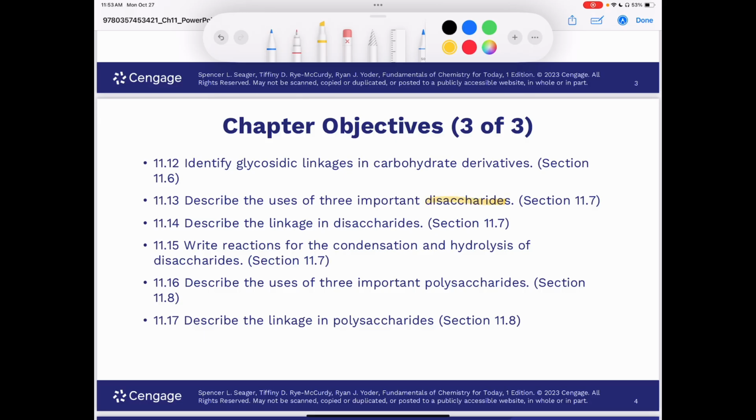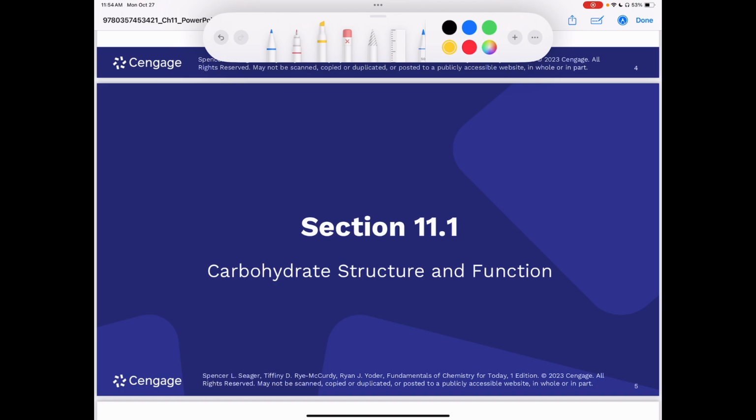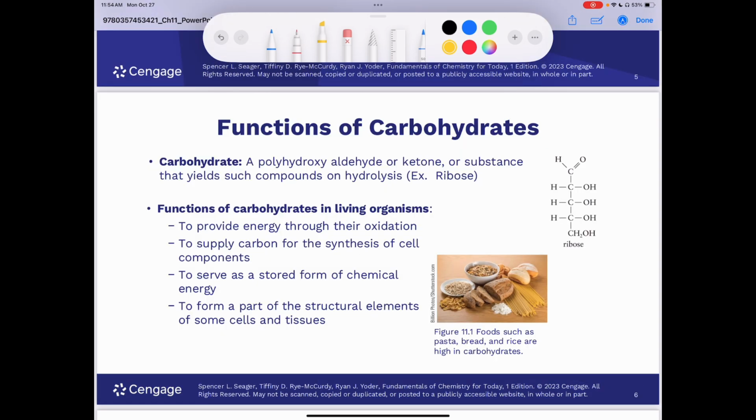So we'll look at some disaccharides. Describe the linkage in a disaccharide, right? Reactions for the condensation and hydrolysis of disaccharides. Describe the uses of three important polysaccharides and describe the linkage in a polysaccharide. All right, so we've got a lot of work to do in chapter 11. So let's get started with carbohydrate structure and function, section 11.1.